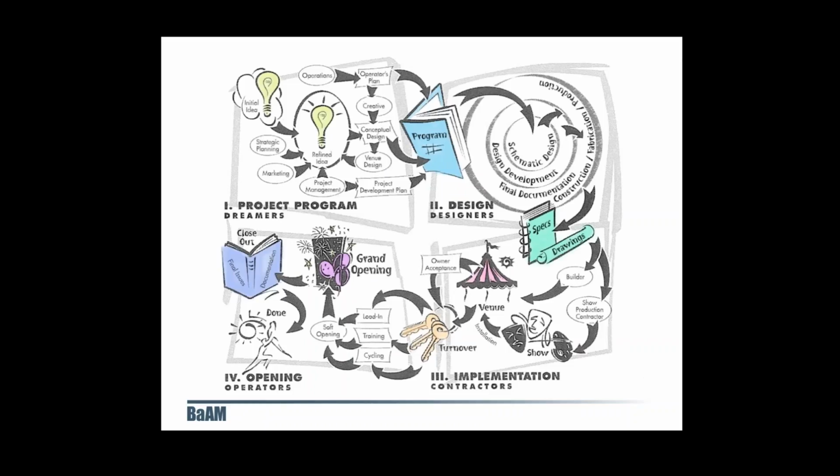So this diagram was created by the Themed Entertainment Association to explain the project development process and the phases that a themed entertainment project often goes through. We'll take a closer look at each of these phases in just a second, but let's just take a quick look at the big picture here. We can see that there are 4 main phases that the association has identified: the project program, design, implementation, and opening. Arrows from one phase to the next illustrate how it's expected that each phase will build upon the work completed in the previous phase.